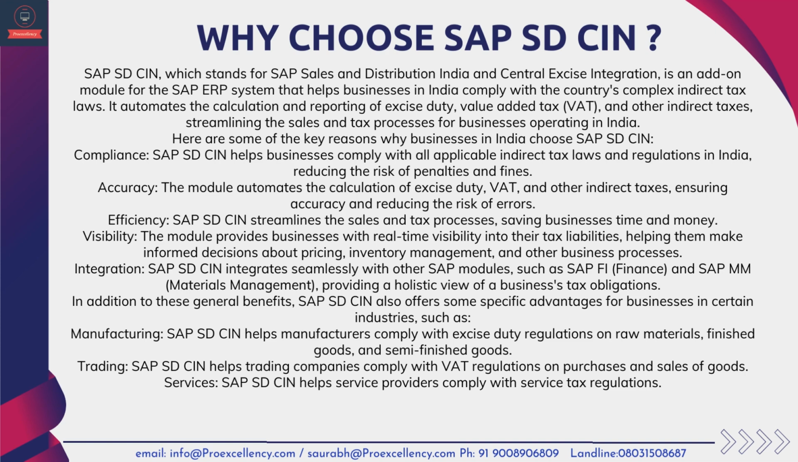Here are some of the key reasons why businesses in India choose SAP SD CIN. Compliance. SAP SD CIN helps businesses comply with all applicable indirect tax laws and regulations in India, reducing the risk of penalties and fines. Accuracy. The module automates the calculation of excise duty, VAT, and other indirect taxes, ensuring accuracy and reducing the risk of errors. Efficiency. SAP SD CIN streamlines the sales and tax processes, saving businesses time and money.